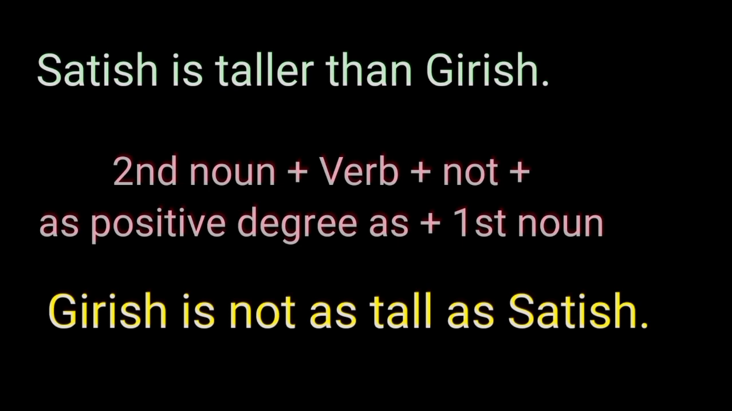Next, if the sentence given is affirmative, our answer should be negative. So in order not to change the meaning of the sentence, we should add not. So Girish is not. Next, the positive degree should be placed in between two as. Here the comparative form is taller, so the positive form is tall. It should be placed between two as. So as tall as. The next step is the first noun, Satish. So the answer is Girish is not as tall as Satish.